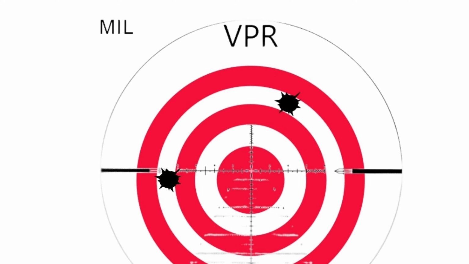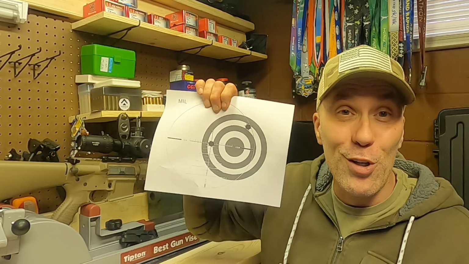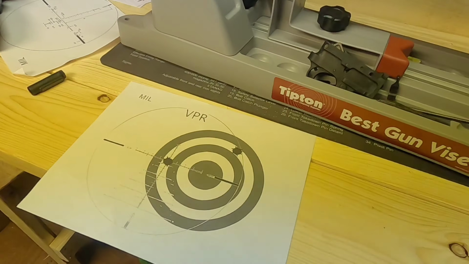Now, I may be seeing shots in the dirt. I may be seeing shots on the cardboard backer of the target. But this is where I wanna see if you guys can figure out what the correct holdover and/or turret adjustment would be on the scope to move the shot over to the bullseye. So let's check this out.